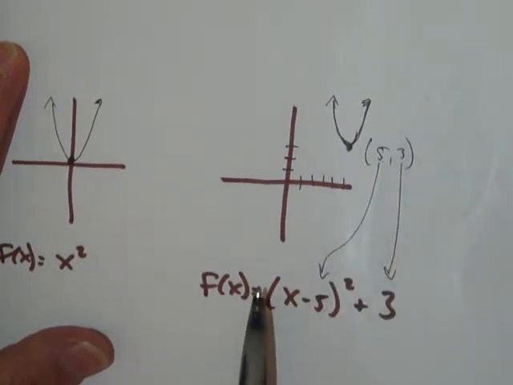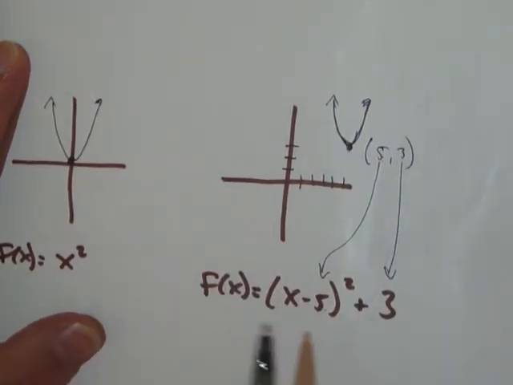We know that it opens up because it's positive out here. We know it hasn't been stretched or compressed. So very quickly, if we have this, we know where the vertex is, and then we can graph it real fast. That's the advantage of using vertex form.